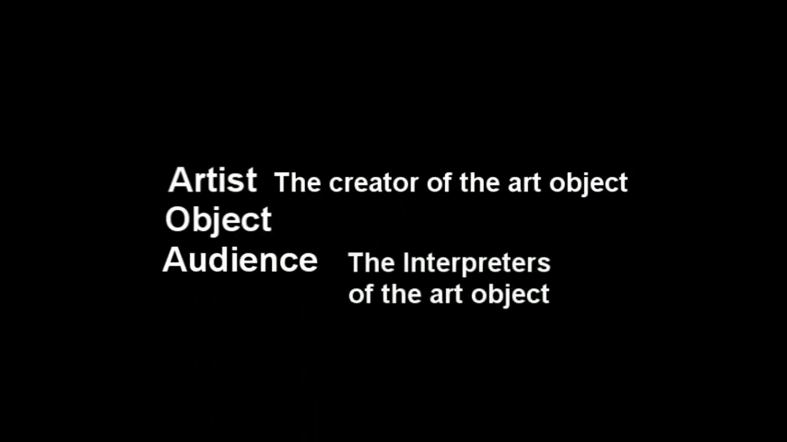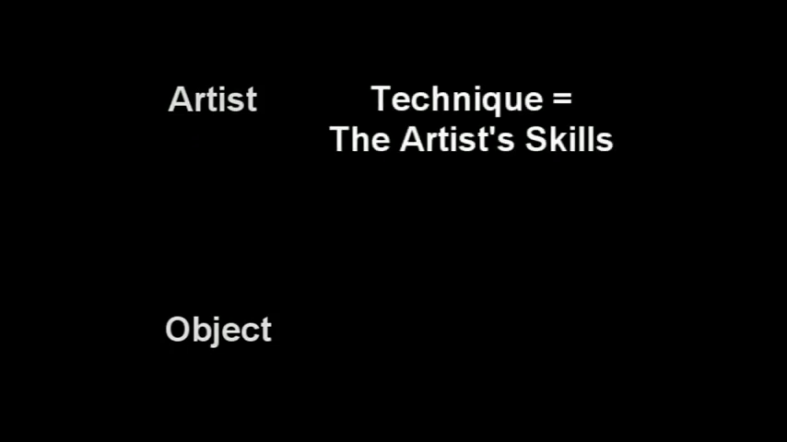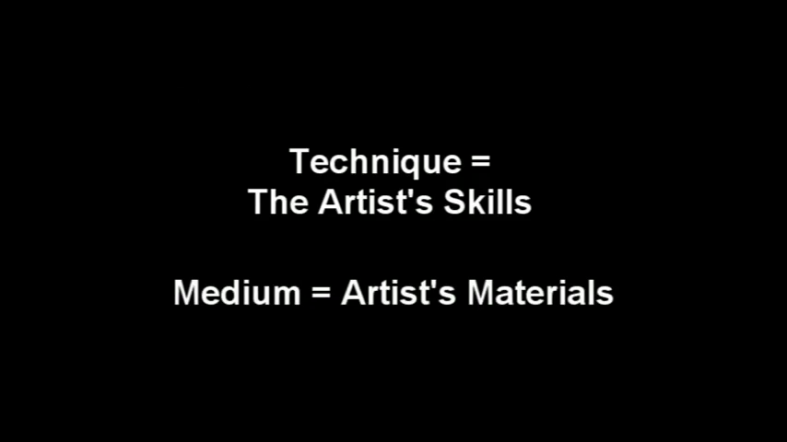Now, let's compare the model of communication to this model of the art process. The processes are similar, so the models will look similar also. Like communication, the process of art involves three basic factors. Those are the artist, or the creator of the artwork, the art object, and the audience, or the interpreters of the art form. In the art process, the artist uses his technique or skills to create an object by using his particular medium. An artist's medium are the materials that he uses to create his particular art object.